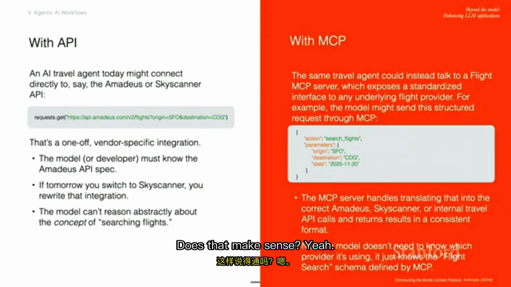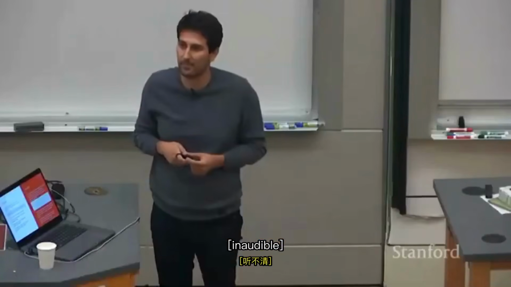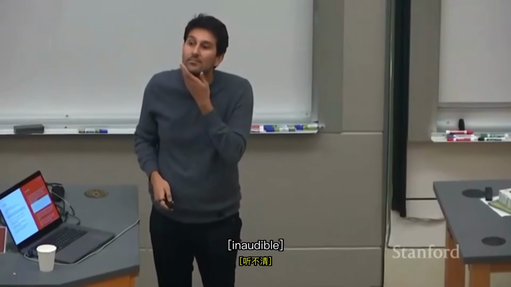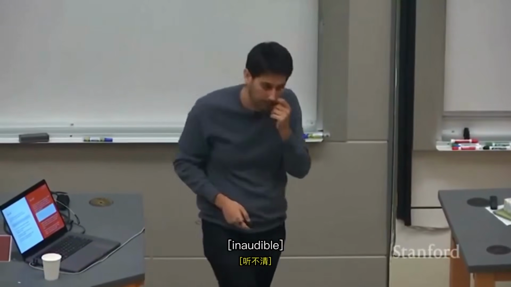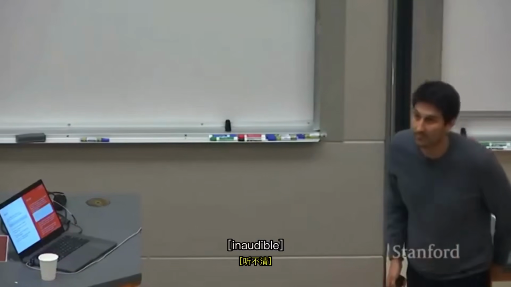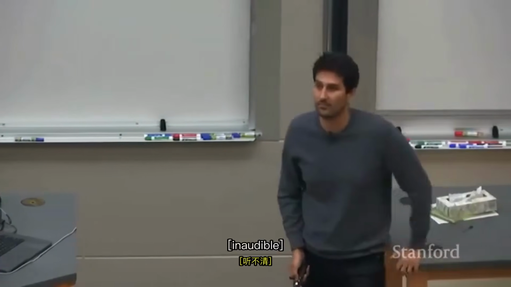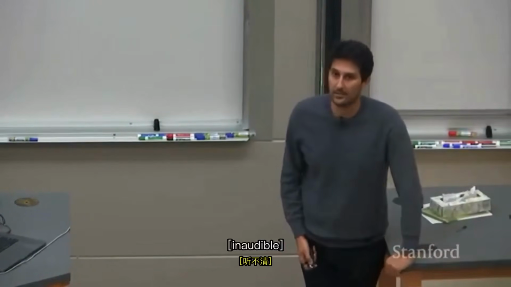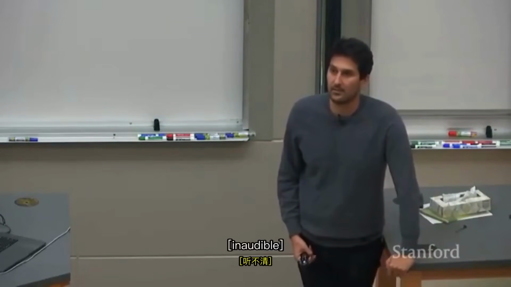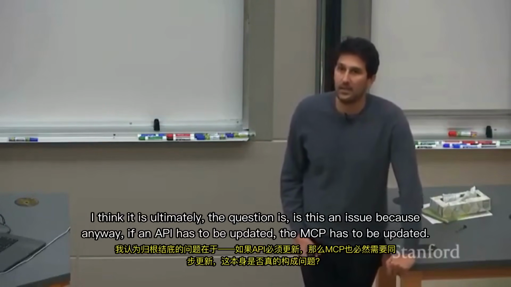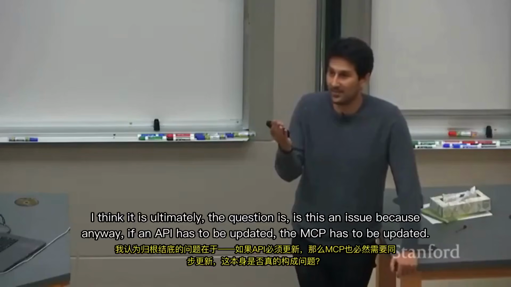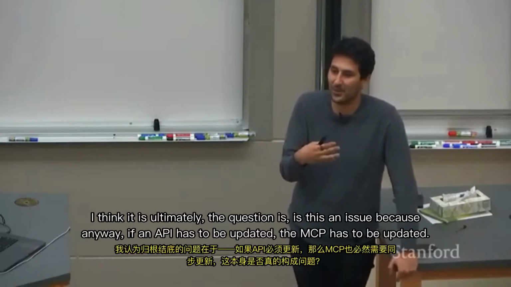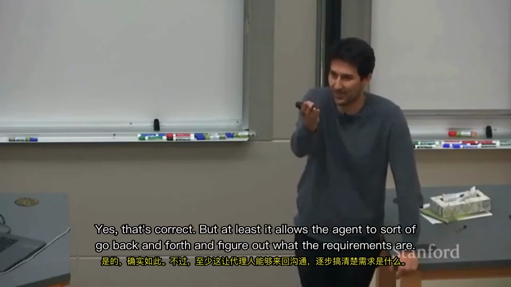If something fundamentally changes in the API, rather than rewriting your agent, you can rewrite the MCP. Is this not just shifting the issue? I think it is ultimately. The question is, isn't it shifting the issue, because anyway, if an API has to be updated, the MCP has to be updated. That's what you say, right?